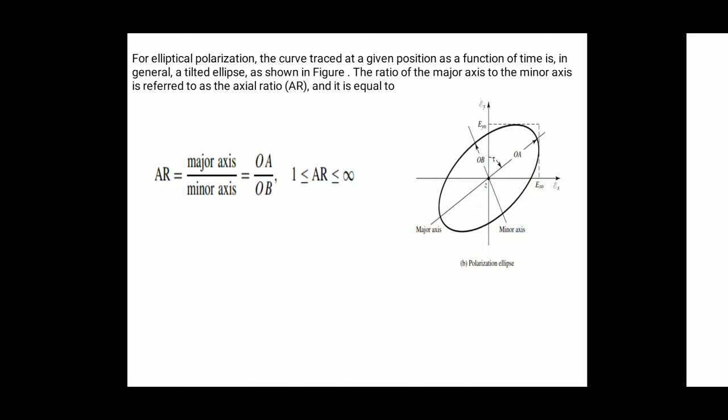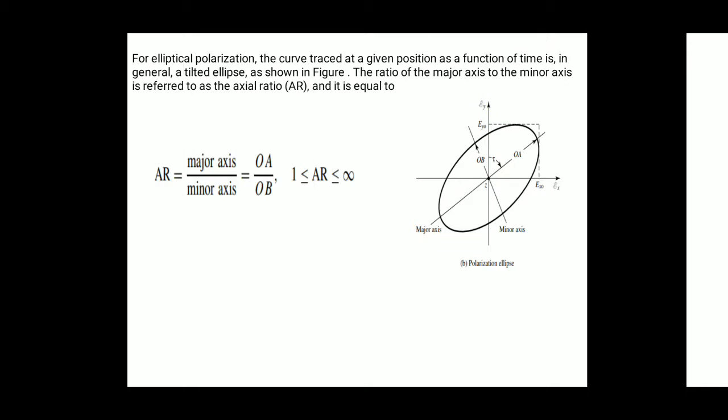Now, how can we define the axial ratio? Basically, the axial ratio is the ratio of the major axis to the minor axis. In this polarization ellipse you can see this is the major axis and this is the minor axis. This is the x component of the electric field, and this is the y component of the electric field.